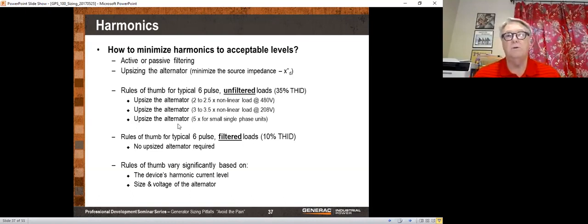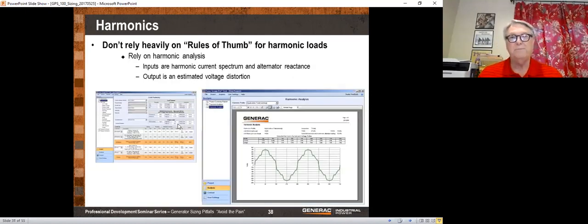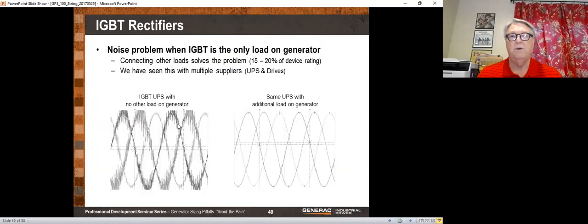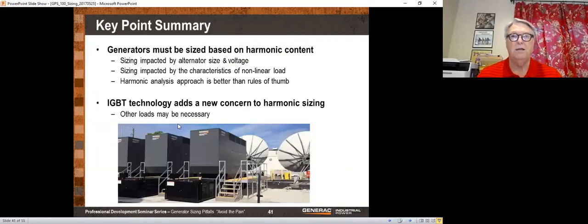Number one was to control voltage drop during motor start. Number two is to control your harmonic levels. Now, if you have a filtered drive, then generally we don't have an issue there. This is Generac sizing program, which I hope that I can at least show you in a moment. And this shows you some of your harmonic distortion that you can get.